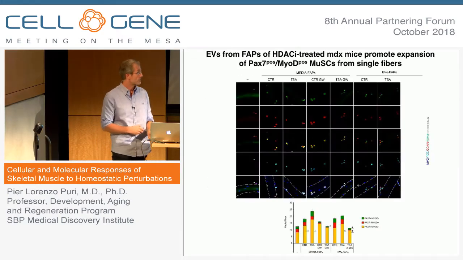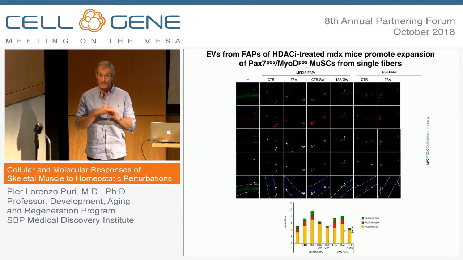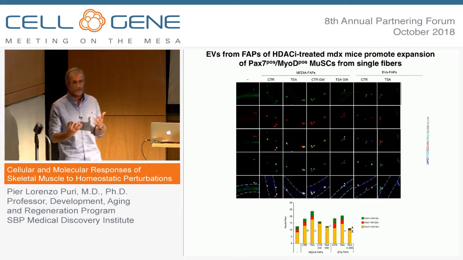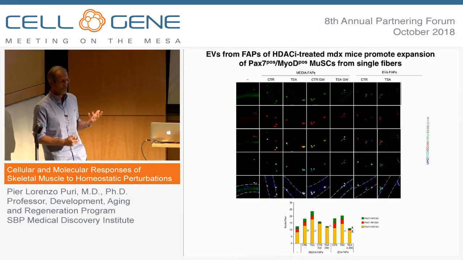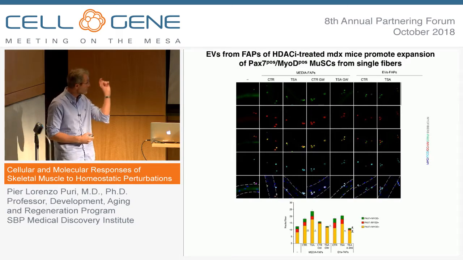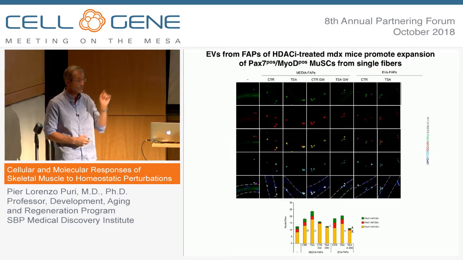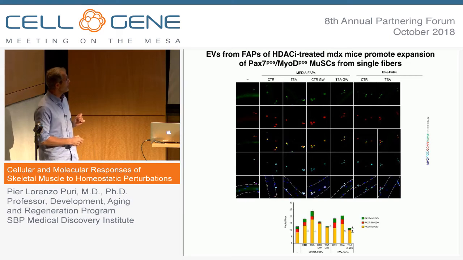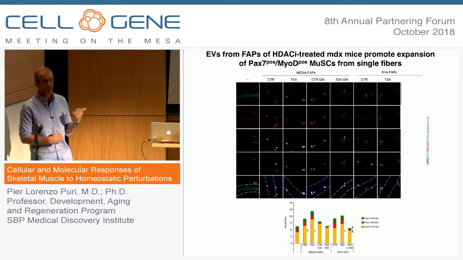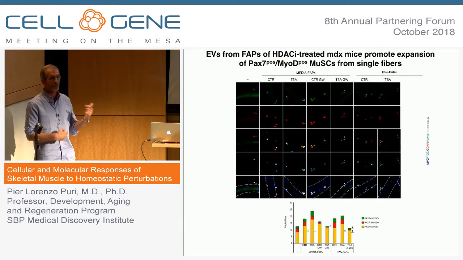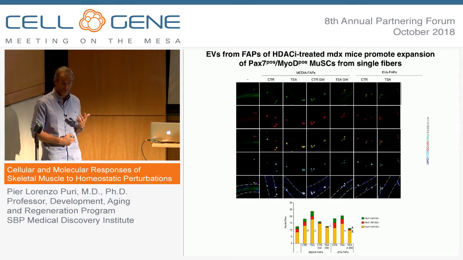The same information can be seen when we do exactly the same experiment, but rather than using FACS-sorted muscle stem cells, we use single myofibers, where you can spot the satellite cells as PAX7 single positive, MyoD single positive, and double positive.